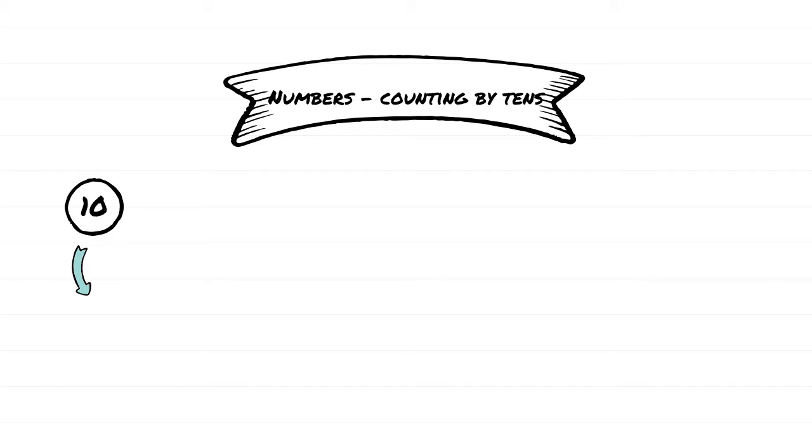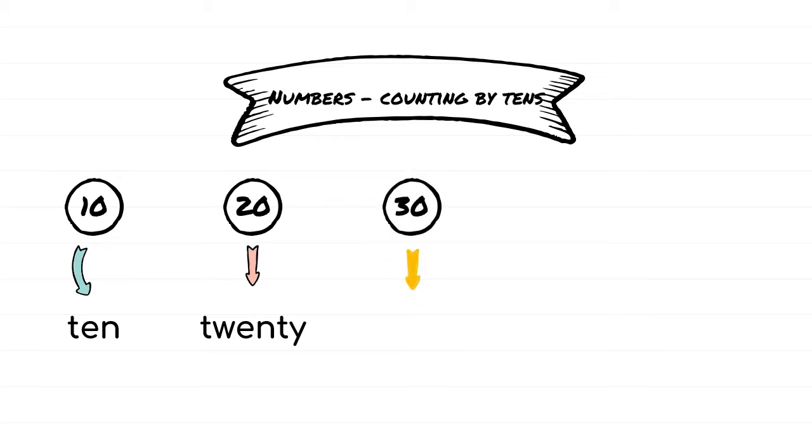How do we spell 10? T-E-N, 10. The next one is 20 ataupun 20. How do we spell 20? T-W-E-N-T-Y, 20. The next one is 30 ataupun 30. T-H-I-R-T-Y, 30.